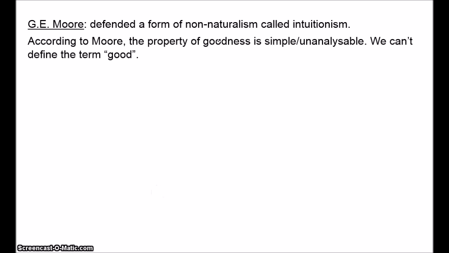What does it mean to say that something is good? When I say that giving to charity is good, what does this mean? Well, according to Moore, we simply can't answer this question, because goodness is simple or unanalysable. We can't define the term good. Think about something we can define, like bachelor. A bachelor is an unmarried man. We can break the concept bachelor down into constituent parts, unmarried and man.